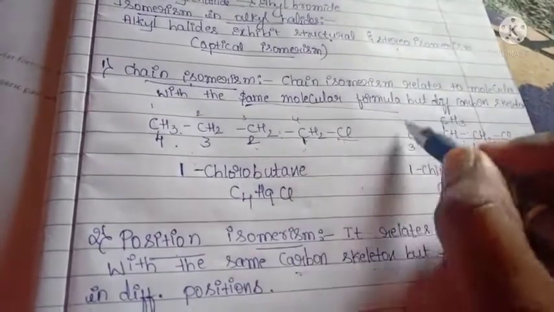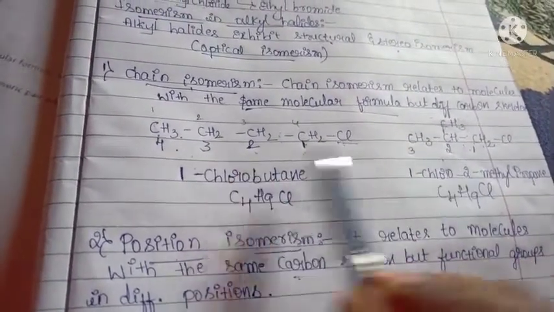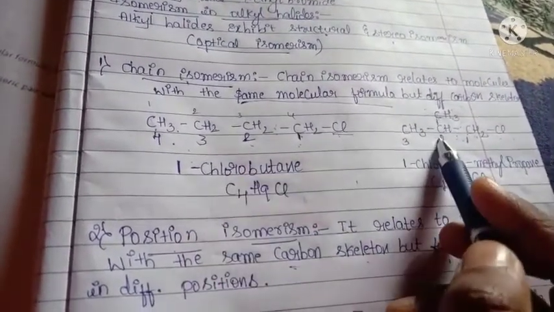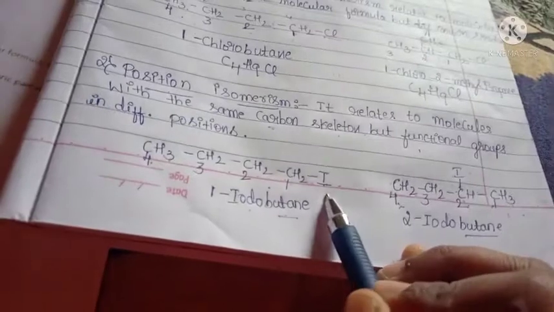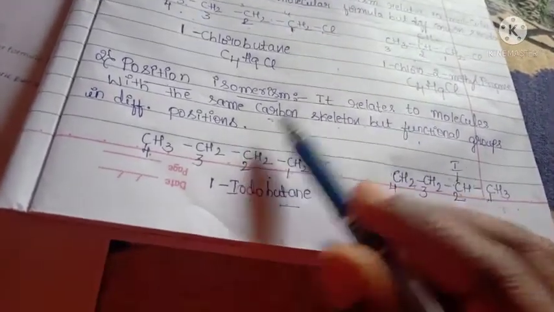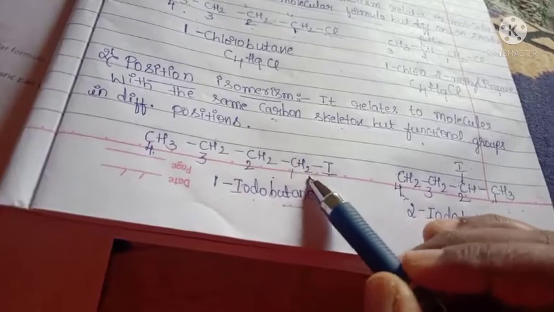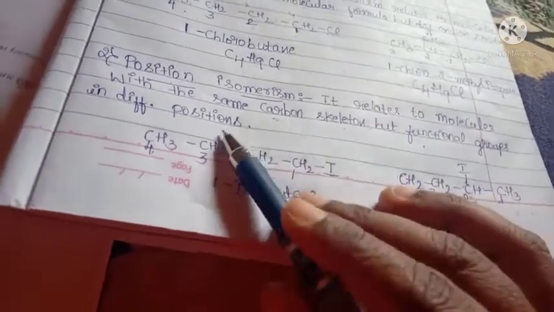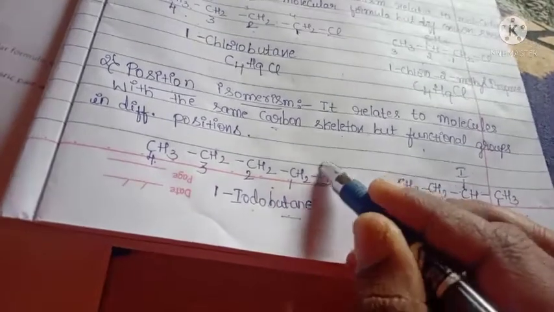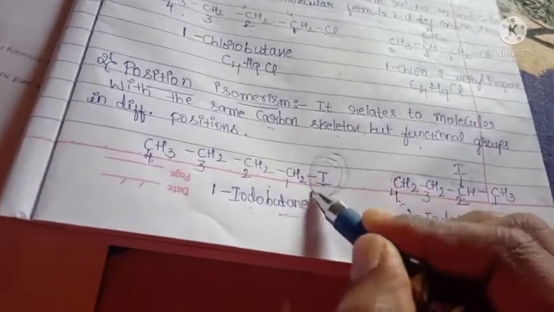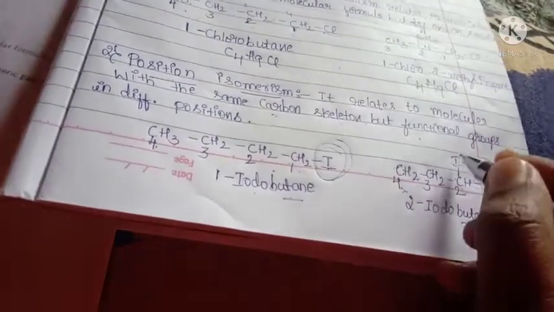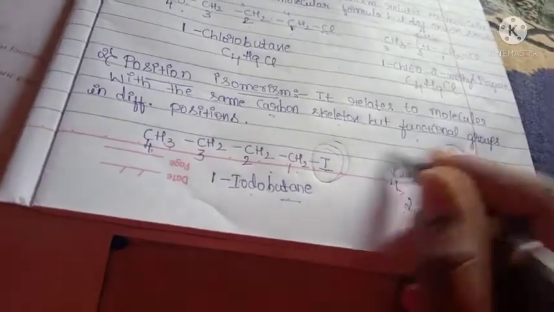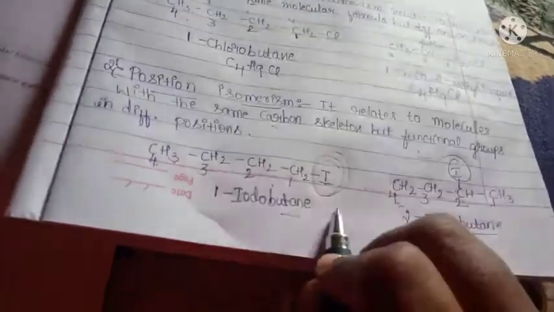Okay, in chain isomerism, here you have to see this. This is 1-chlorobutane and this is 1-chloro-2-methylpropane. Okay, next is position isomerism. Here it has the same carbon skeleton. It means the carbon atoms do not change but the functional groups are in different positions. Here iodine is the functional group. Okay, this will change. Here the iodine is attached at the first carbon atom, here at the second carbon atom. This will change. Okay, this is all about position isomerism.